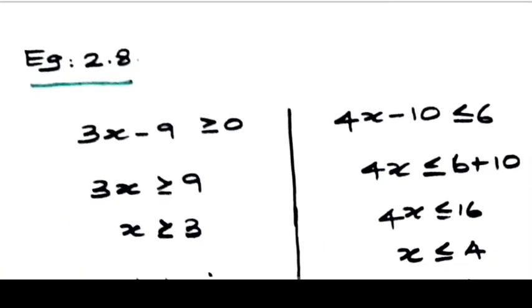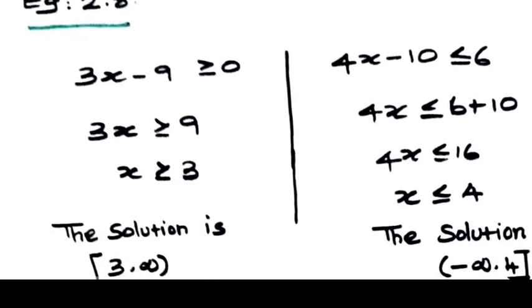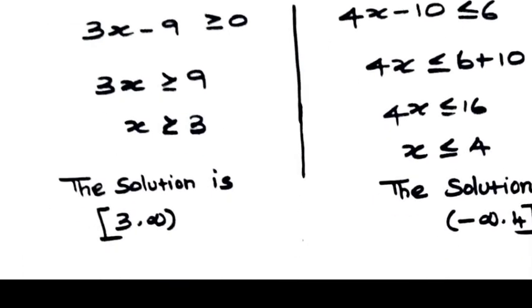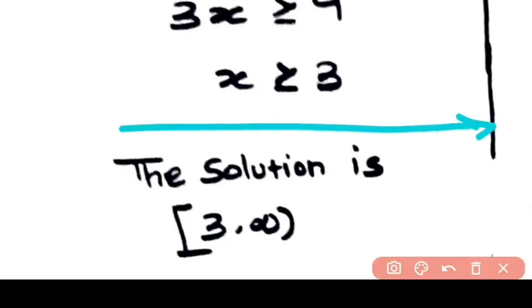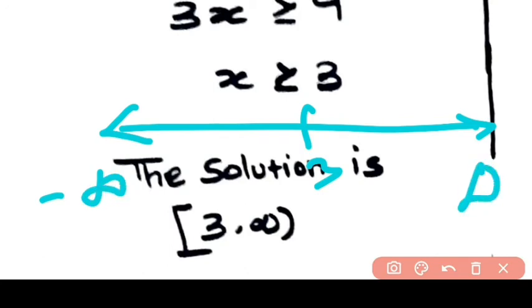I repeat: the first inequality 3x minus 9 is greater than or equal to 0, then 3x is greater than or equal to 9, so x is greater than or equal to 3. Therefore the solution is 3 comma infinity. I showed how to take the solution 3 on the number line from minus infinity to plus infinity. Greater than 3 is this side.